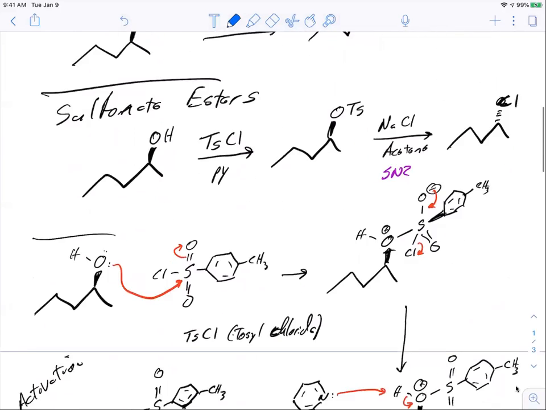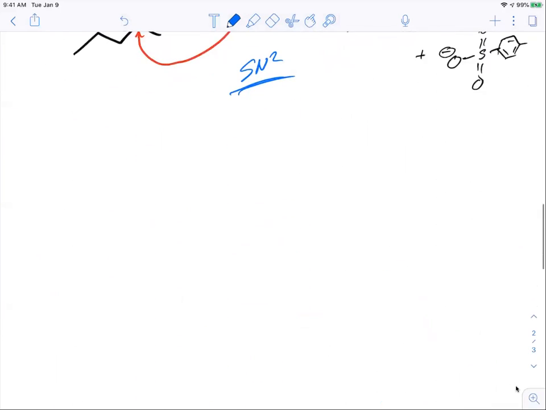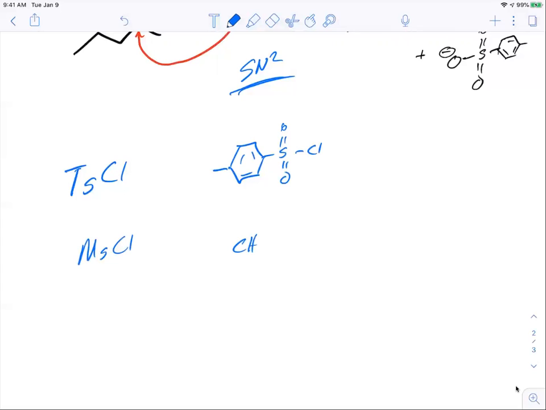Okay. All right, so sulfonate esters. So you have the tosylate. So the tosyl chloride is this one. And again, that's the abbreviation we use. Can also have a mesylate. And you'll also see that one quite a bit. So if you see the Ts or the Ms, they're both sulfonate esters.